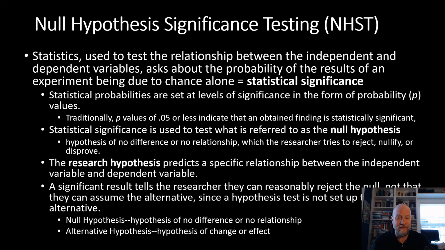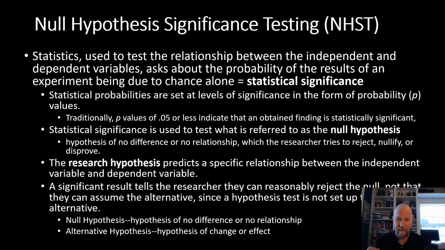Okay, that there isn't a relationship between the independent variable and the dependent variable, a causal relationship. It doesn't do anything. It's just not there. That hypothesis we refer to as the null hypothesis, the lack of a relationship between the two variables. In contrast to that, we have our research hypothesis, the thing we're proposing, right? The prediction of a specific relationship between the independent and the dependent variable. A statistically significant result tells the researcher that they can reasonably reject the null.